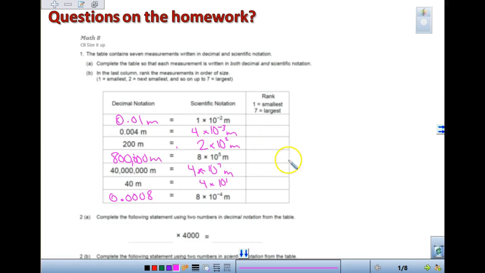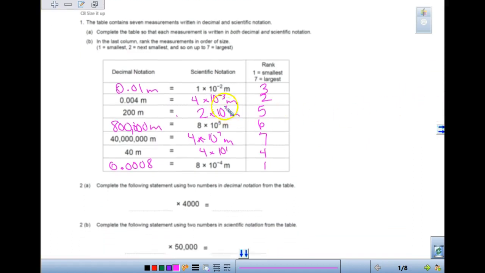You were asked to rank them in order. If you were ranking them, this is the smallest at 1. And you should have gone to 2 and 3. You should have had 4 was 40. Going larger now, we have 5. We should have 6, and 7 was our largest. So just make sure you have those answers, and everyone should have that on the front of your worksheet.